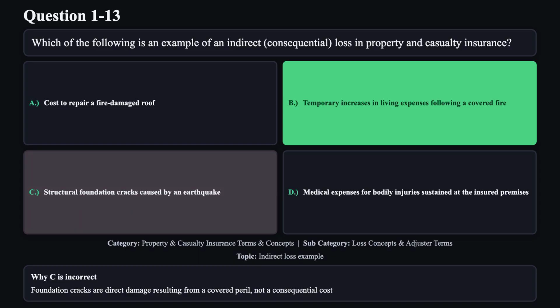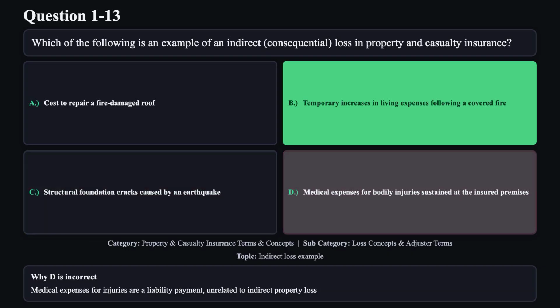Reason C is not correct. Foundation cracks are direct damage resulting from a covered peril, not a consequential cost. Reason D is not correct. Medical expenses for injuries are a liability payment, unrelated to indirect property loss.